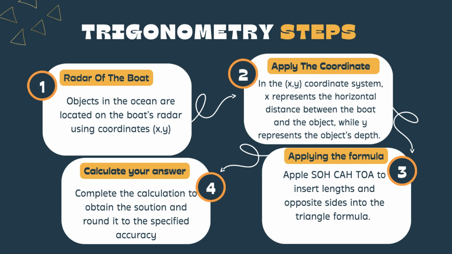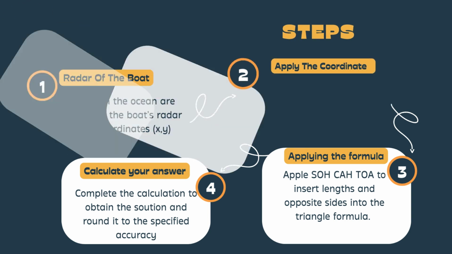Third, applying the formula. Substitute the length and opposite side into the correct formula triangle. Use SOHCAHTOA. For the fourth step, complete the calculation to find the answer. Round it to the required accuracy.